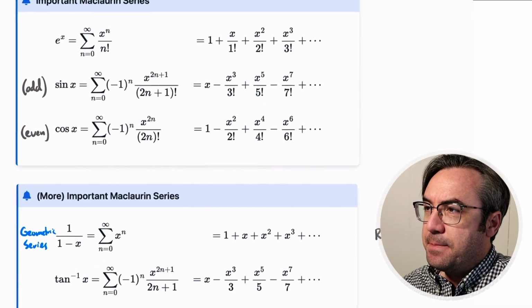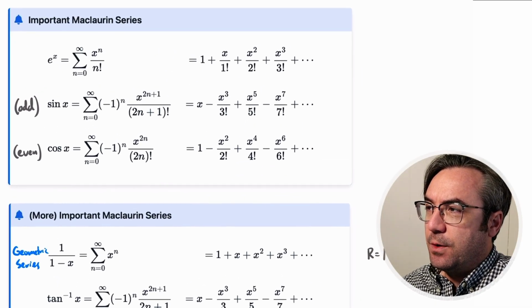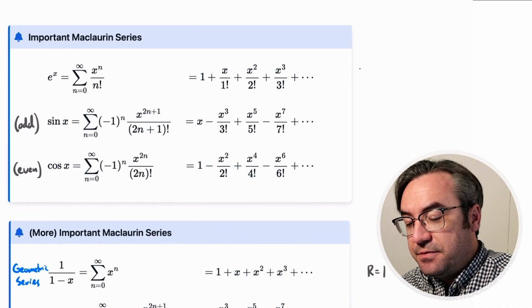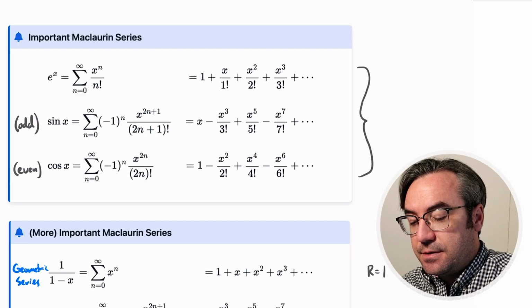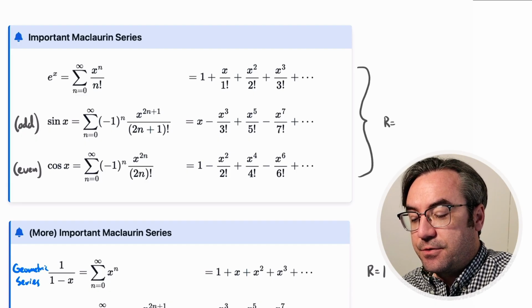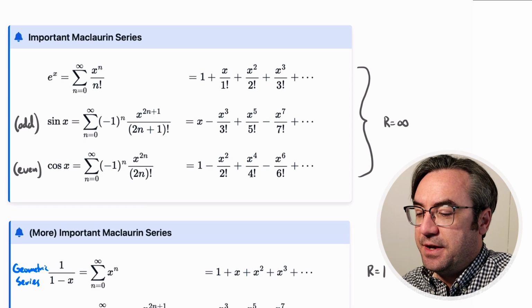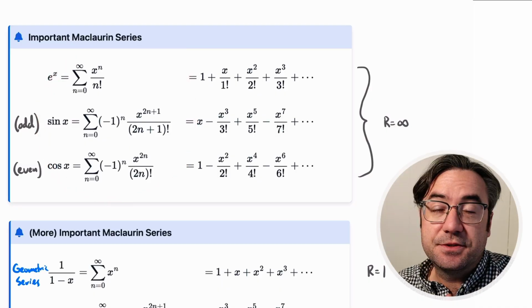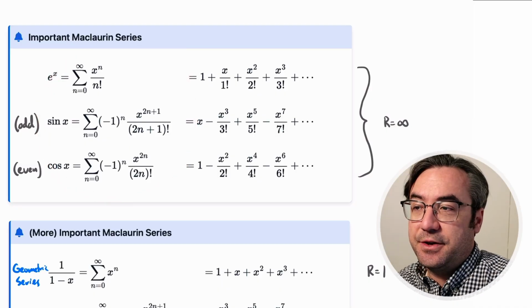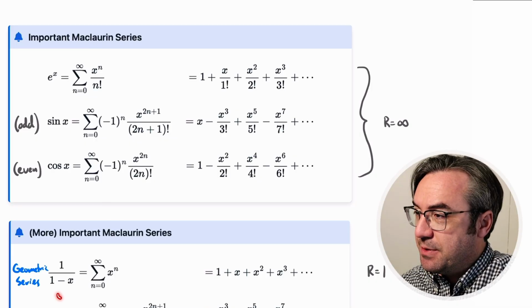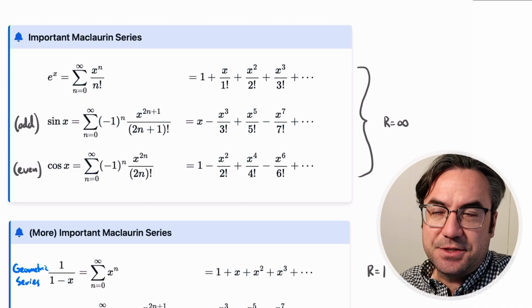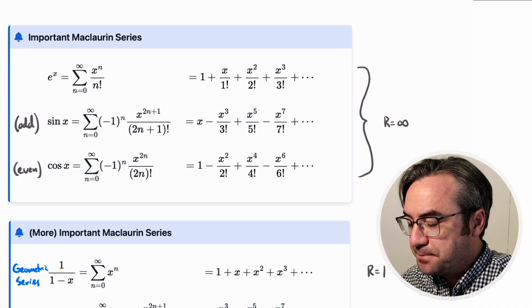Now going back up, we found for these other ones, e to the x, sine x, and what we're going to find for cosine, all of these have a radius of convergence of infinity. So these Maclaurin series essentially converge for all x values. Whereas with this geometric one, there's some limitations. Doesn't work for all x.